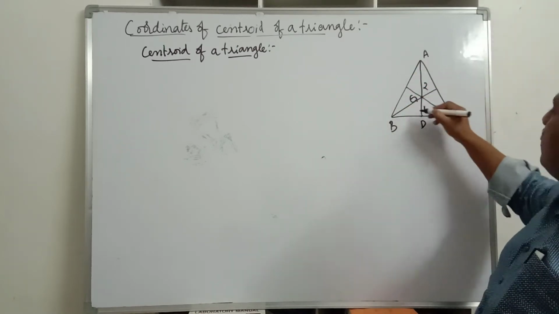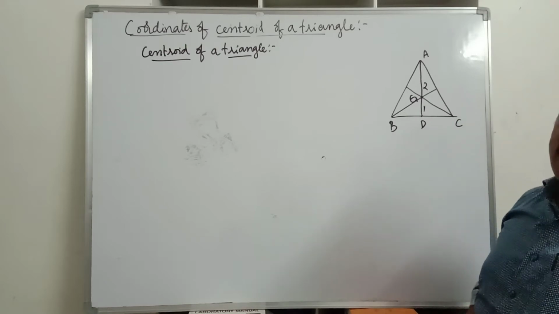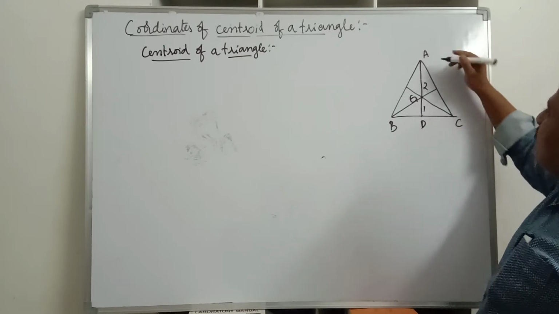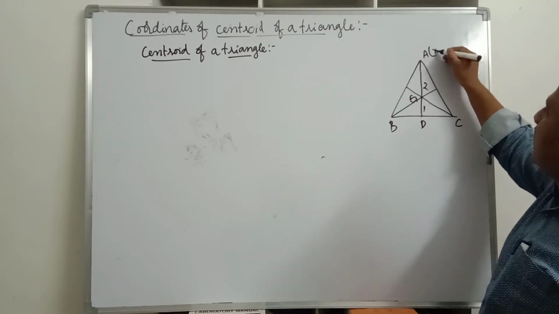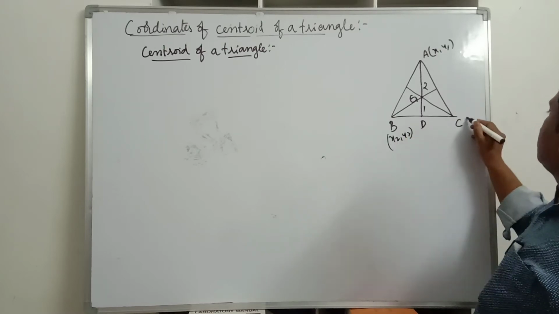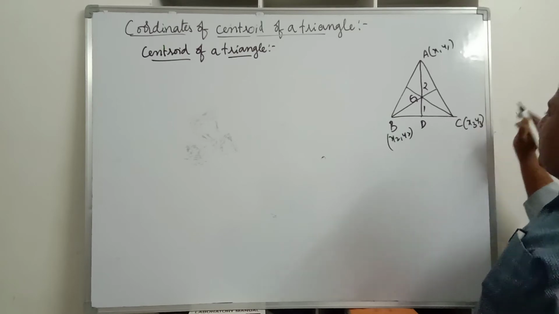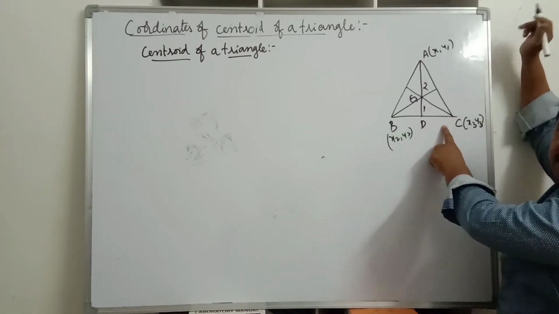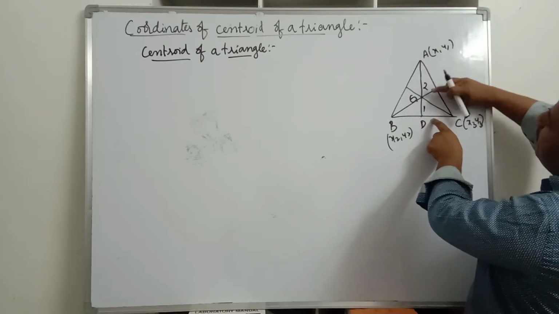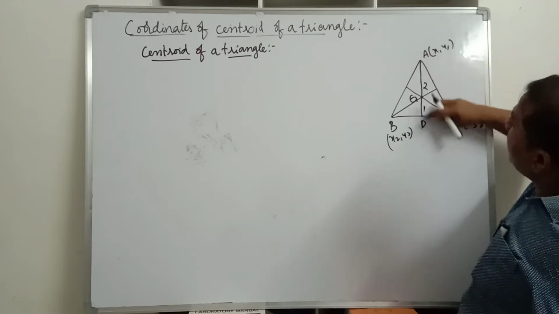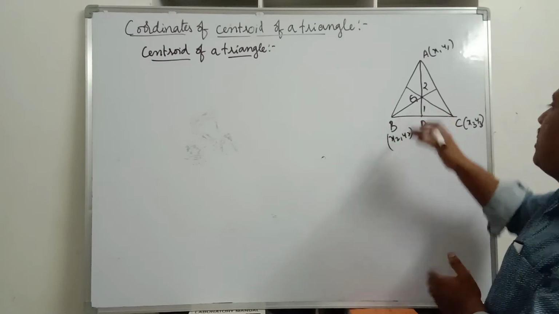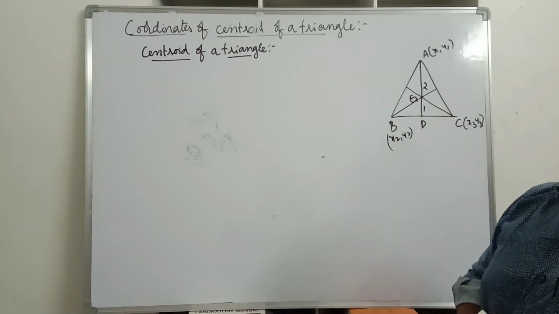Now, what are the coordinates of point G? Point G is on the median AD. We know the vertices: A is (x1, y1), B is (x2, y2), C is (x3, y3). Here D is the midpoint of BC. Find the coordinates of D. Now AD is the line segment, and G is a point which divides AD in the ratio 2:1. So again apply the section formula and find the coordinates of the centroid of a triangle.